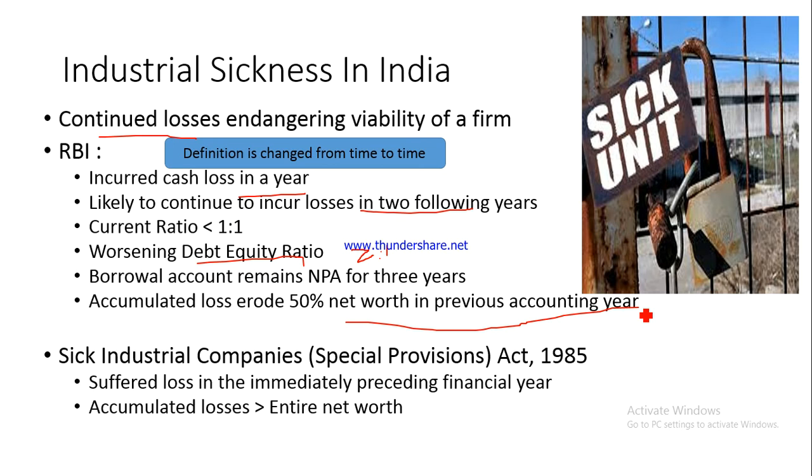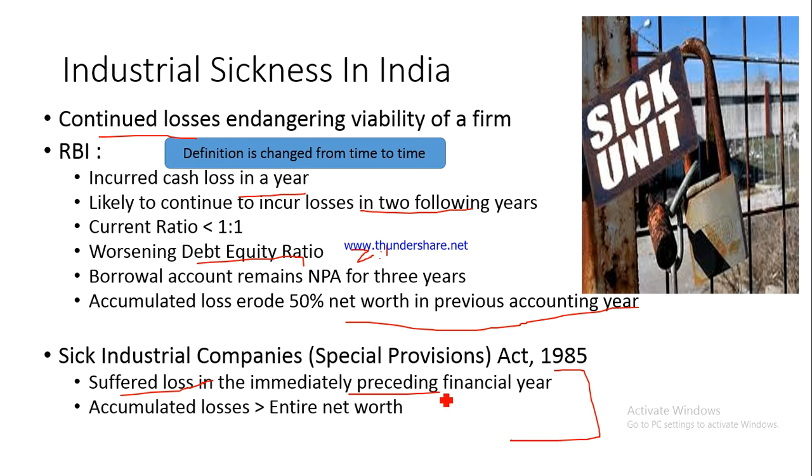Now we used to have another law which was known as the Sick Industrial Companies Act of 1985. Many a times it is known by the abbreviation SICA. So according to this particular act, who is defined as a sick enterprise? An enterprise which has suffered loss in the immediately preceding financial year, which means the last financial year. So for example, if you are talking about 2021-22, then the immediately preceding financial year is 2020-21, 1st of April 2022, 31st March 2021.